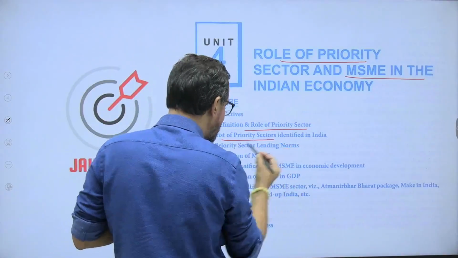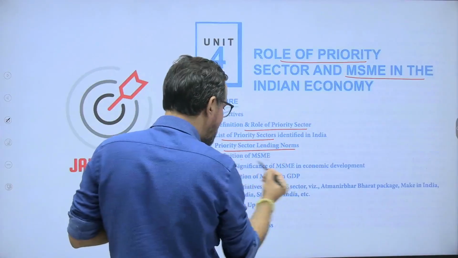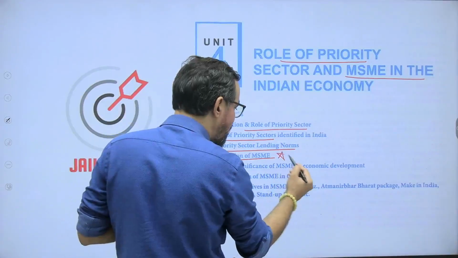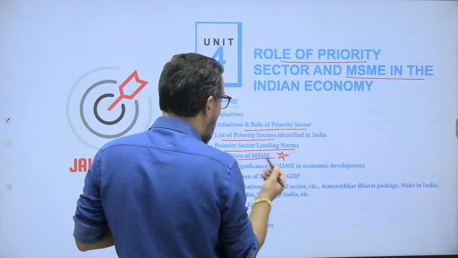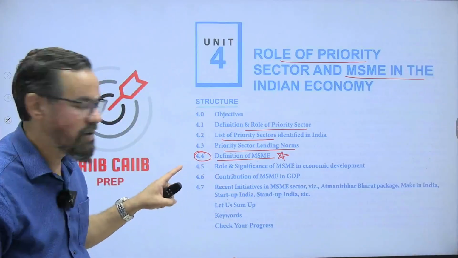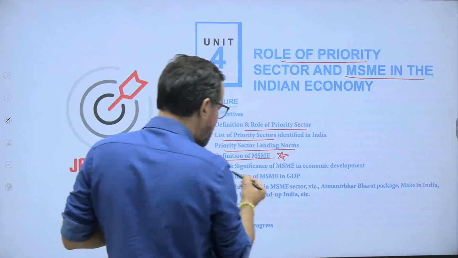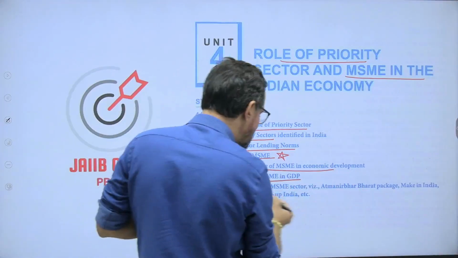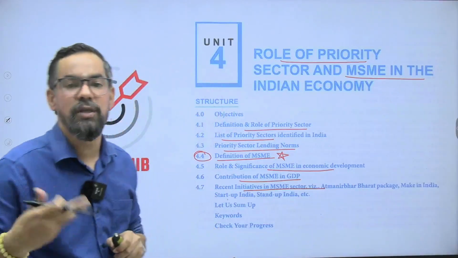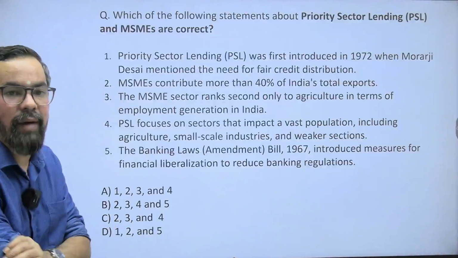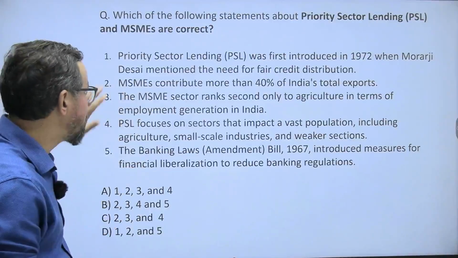list of priority sector norms, definition of MSME, especially the new definition, which is very important now for all of us. This new definition is definitely going to be asked in your next examination, right? Also the role and significance of MSMEs, contribution to GDP, recent initiatives, government schemes and all, which generally come under this. Okay, so now what kind of questions have they asked in the past? It is something like this.